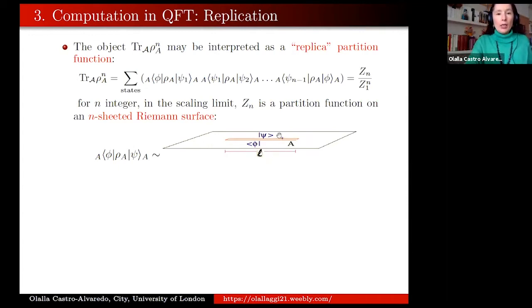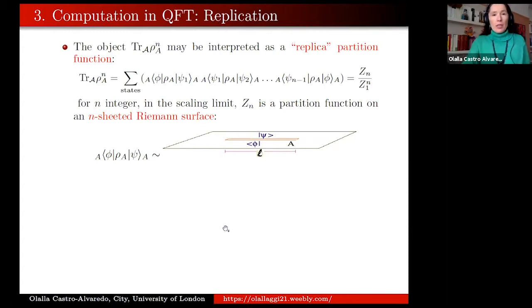This only is there for A because for the rest, so the complement of A, we have already zipped it in a way, okay? We traced over those degrees of freedom, so they're not there anymore. The only thing that is open is that slit in there.